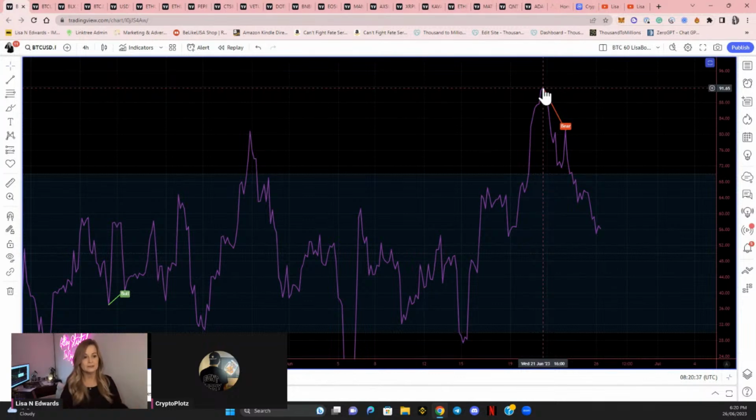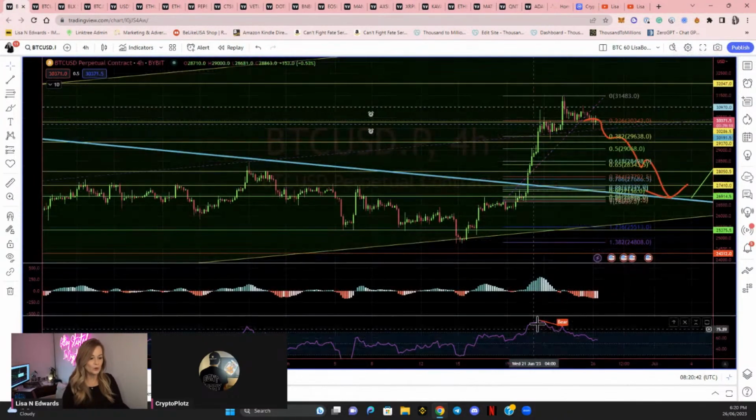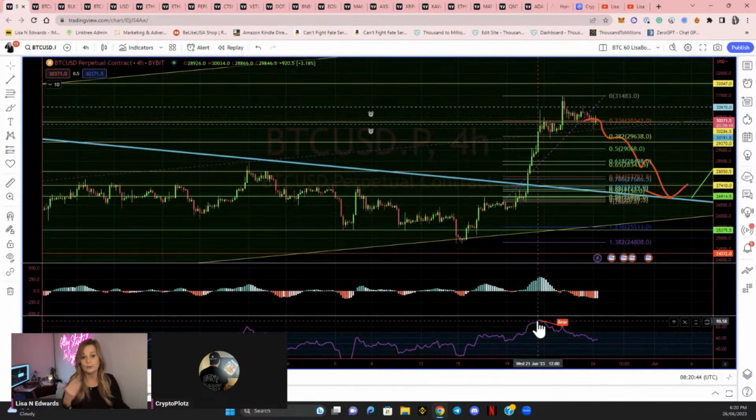a pullback. But if we go back to the chart and have a look where this RSI was at the time, if you entered a short with a large margin and you had a tight stop loss, it more than likely would have got hit if you got greedy. You can normally estimate that when it gets up to those regions, it's going to have some sort of pullback. This was the 21st of June. We hit this high here, about 30,800, and then we had a pullback.